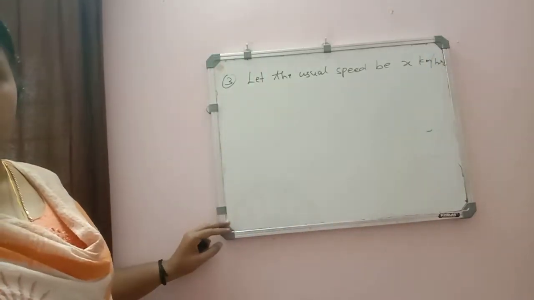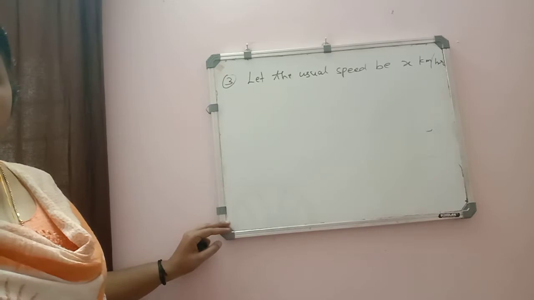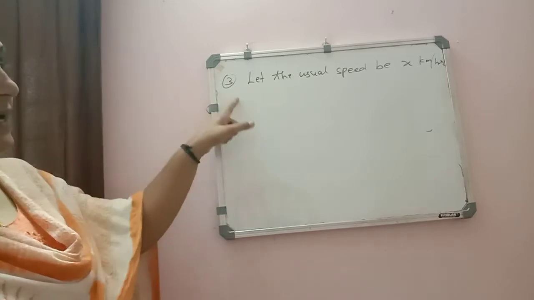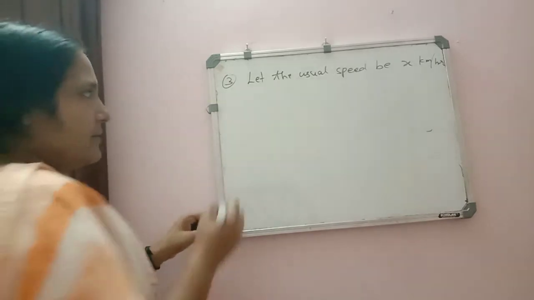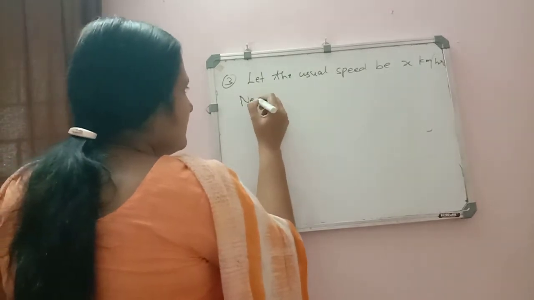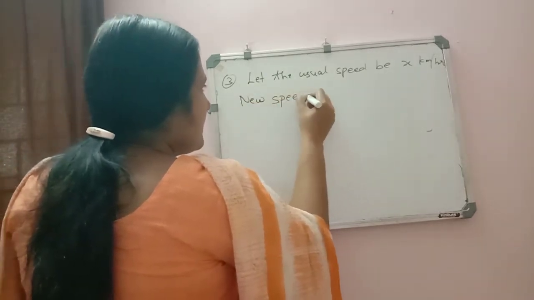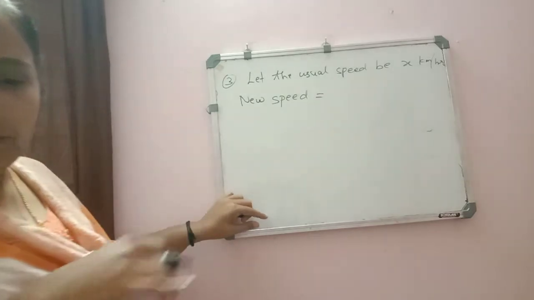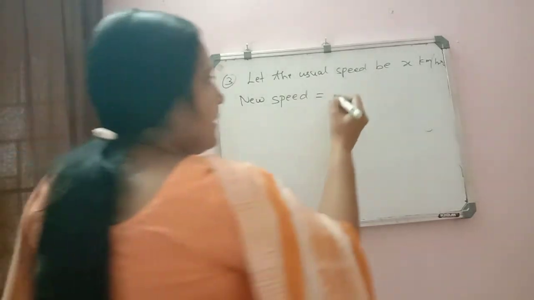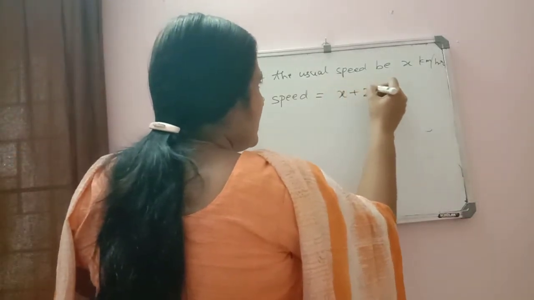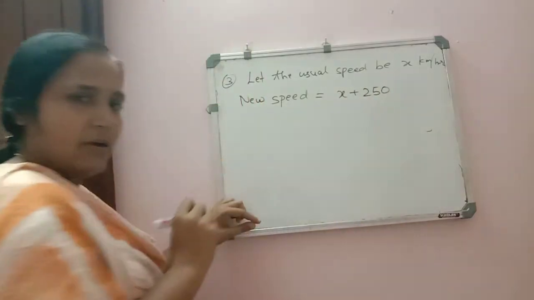Now to reach the destination at the right time, the plane has to increase its speed. So here we can write down what the new speed will be. The plane has to increase the speed by 250 km per hour, so the increased speed will be equal to x plus 250.